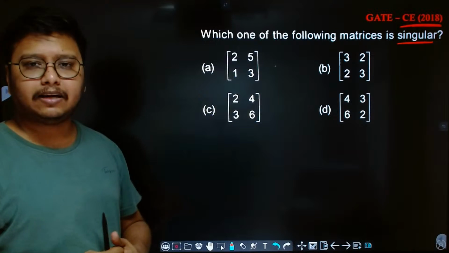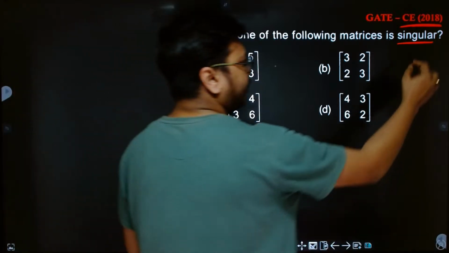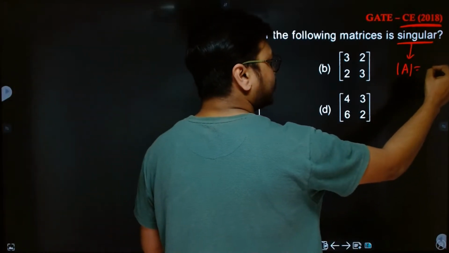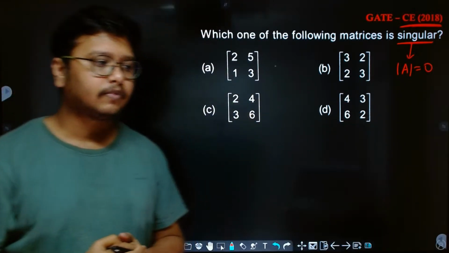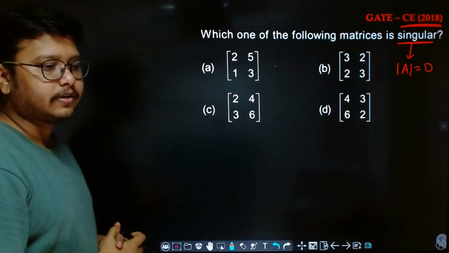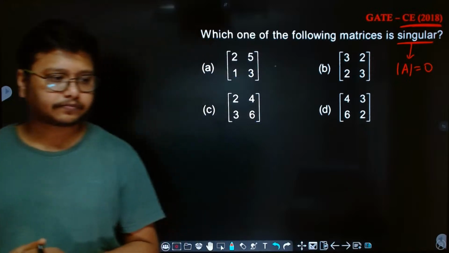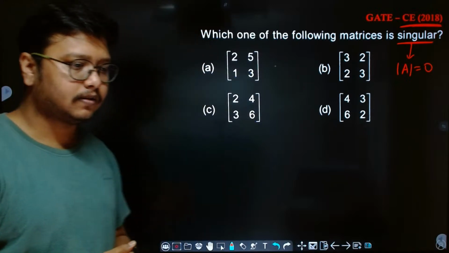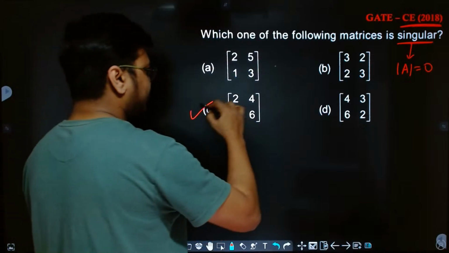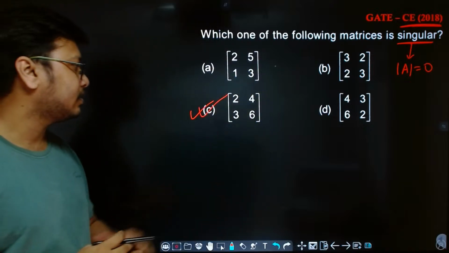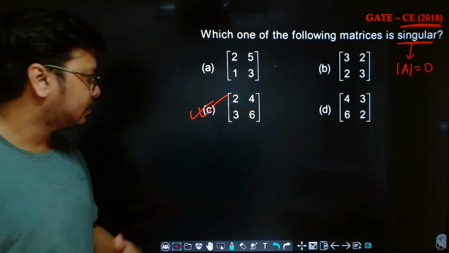Just look and tell me. What is the meaning of singular? Determinant equals 0. So just look and tell me which one has determinant 0. Simple question. So this is option C, 12 minus 12. Done.